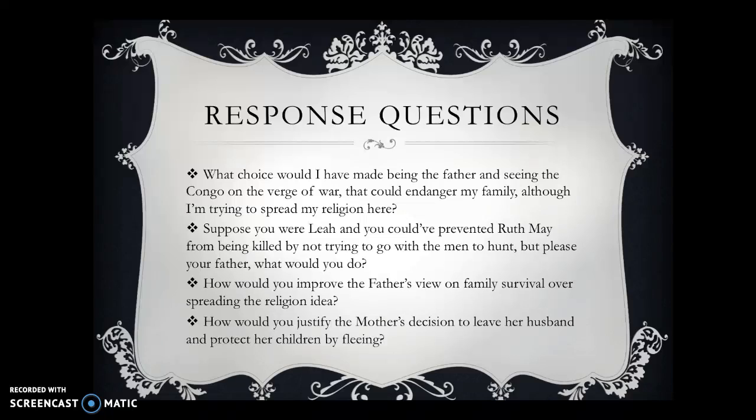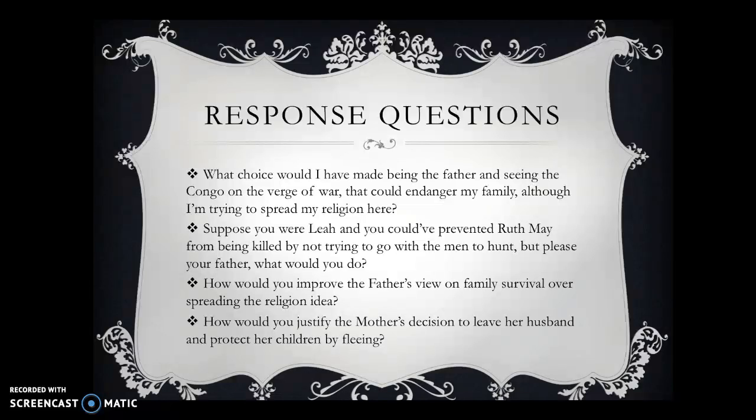Some response questions that were created throughout my group and myself as well were, what choice would I have made being the father and seeing the Congo on the verge of war that could endanger my family, although I'm trying to spread my religion here? If I was the father, although I was a reverend and knowing that my main job is to spread the religion, I would have seen that my family would have been in danger and prevented it by moving out as the other Belgian family did whenever the Belgian government pretty much let Congo be free, be independent.